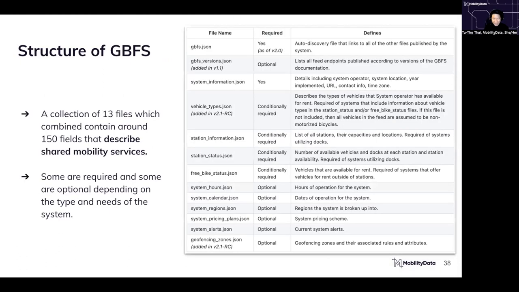As of today, the structure of GBFS is a collection of 13 files that has a combination of around 150 fields to describe all shared mobility services and their attributes. Some are required or not, depending on the type of service you run. So I mentioned stations earlier. If you have a free-floating system with no station, then you don't need those files. The file can also be referred to as an endpoint. So when you enter a conversation and people are talking about an endpoint, then they mean a specific file in the feed.